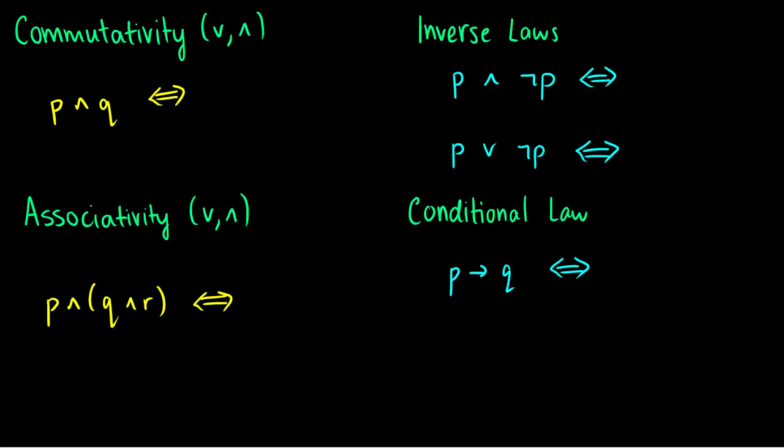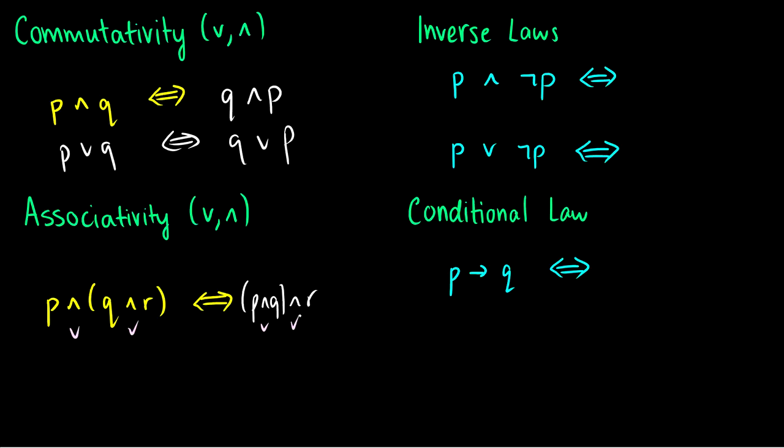So P and Q, the commutativity law just says that we can flip the order. So instead of P and Q, we can do Q and P. And this is true for or and and. So P or Q is logically equivalent to Q or P. Okay, that's commutativity. Associativity says if we have P and Q and R together, then we can just do P and Q first and then do R. And of course, this is also true if we have ORs there instead. But make sure they're both the same thing, otherwise we're dealing with distributivity instead.